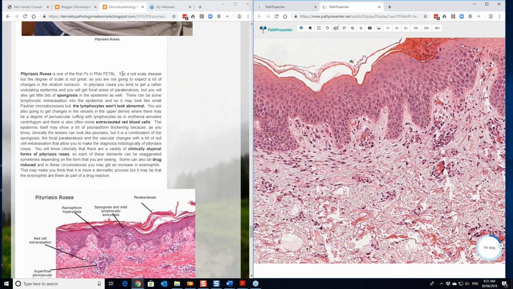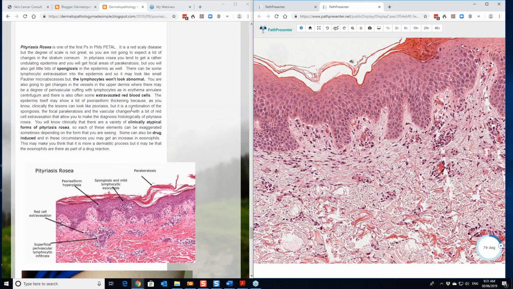It's commented here, you don't get a lot of changes in the stratum corneum, but if you get them, it's going to be focal parakeratosis. Little bits of spongiosis that we've shown there. Lymphocytic extravasation into the epidermis, but these lymphocytes aren't abnormal, as against lymphocytes in, say, mycosis fungoides, that would be abnormal. A little bit of extravasated red cells, usually a superficial perivascular infiltrate rather than a superficial and deep one.